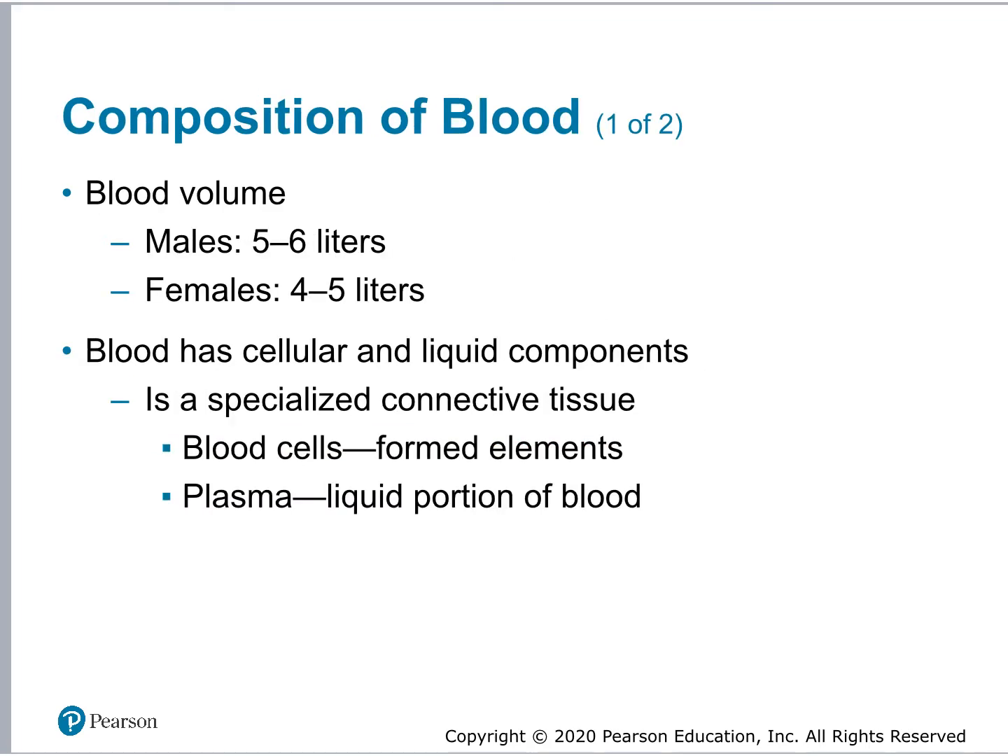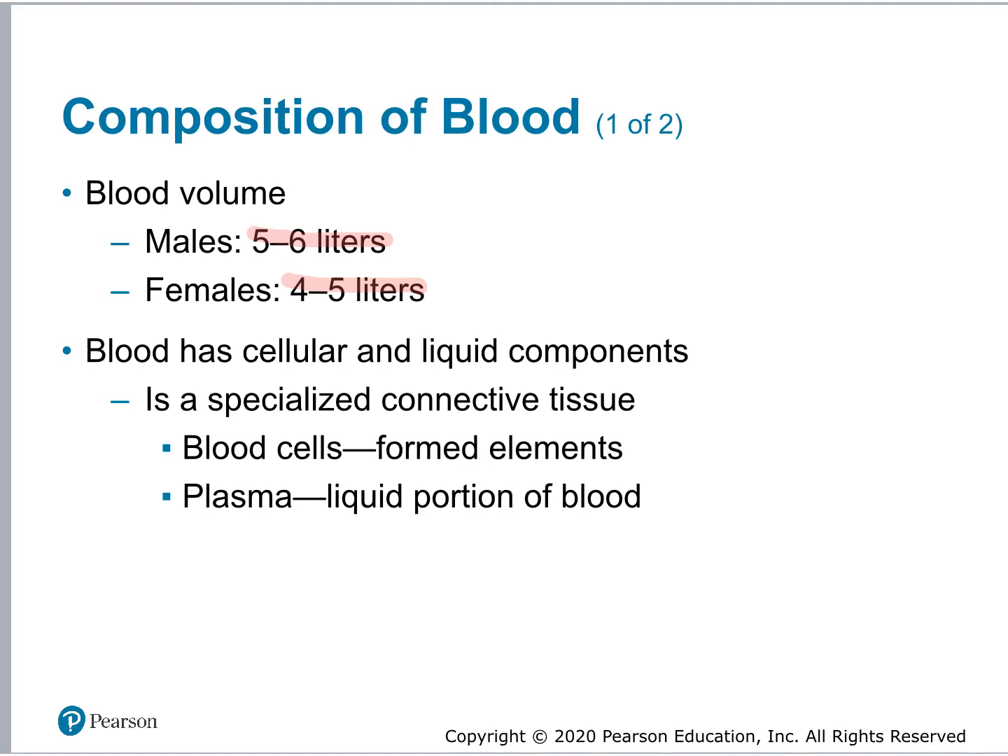This slide talks about how much blood we have in our bodies. For males, it's somewhere between 5 to 6 liters. Females, it's 4 to 5 liters. So it's not uncommon for males to have up to 6 liters of blood, and for females, somewhere between 4 and 5, maybe about 4. So on average, we have about 5 liters of blood in our system.